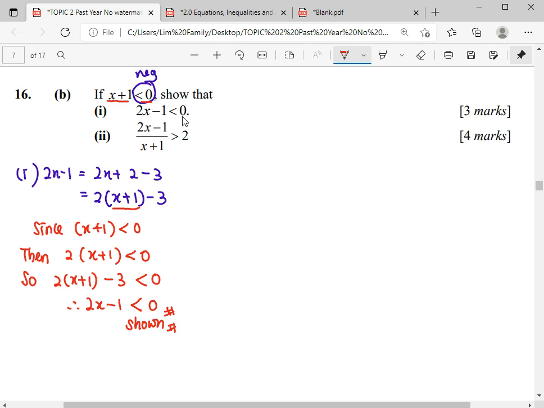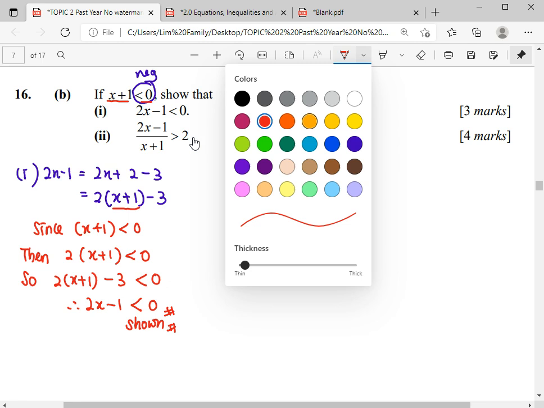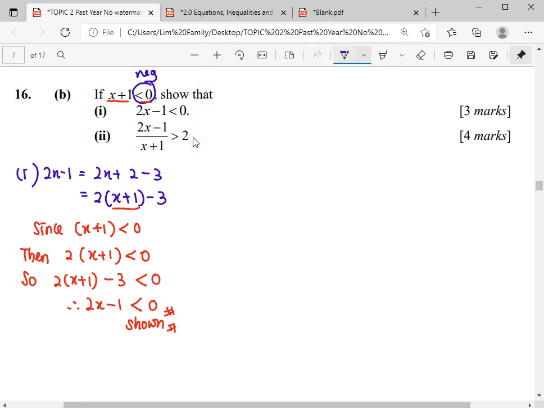So how about part 2? How do we use this part 2 to help us show that this fraction, 2x minus 1 over x plus 1, is more than 2? First of all, this is a polynomial division, a linear function divided by a linear function. This one you will learn in chapter 6. So how do we do the division? You can look here carefully.